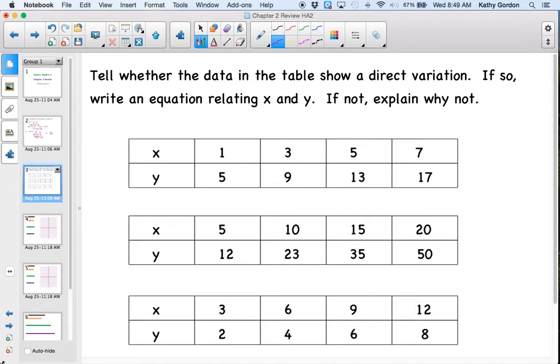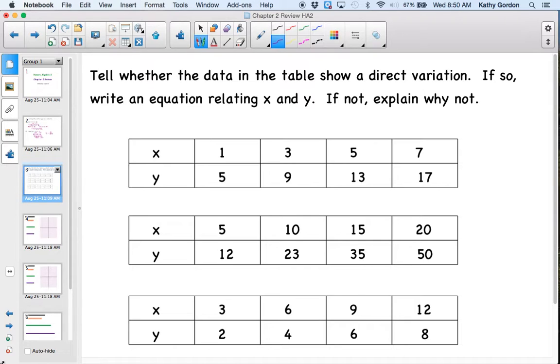Now, in most cases, most of you answered the first part of this, which says, tell whether the data in the table shows a direct variation or not. And most of you understood that it did not. But, if not, explain why not. That's where we had a little trouble. Some of you had true statements, but they were not statements that necessarily explain why it's not a direct variation. Some of you had statements that explained why it was not a line, but a direct variation is more than just being a line.